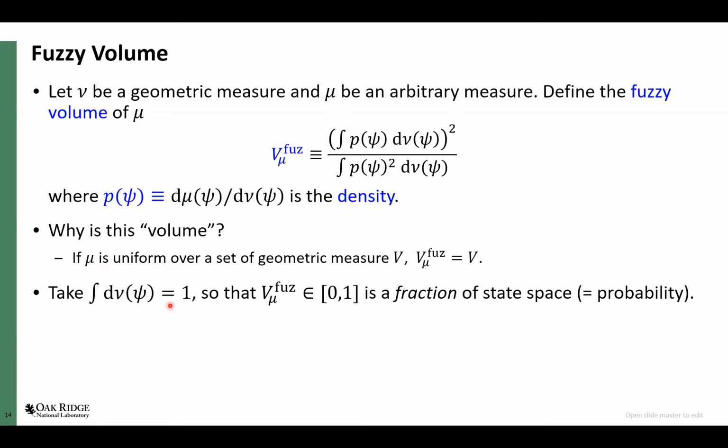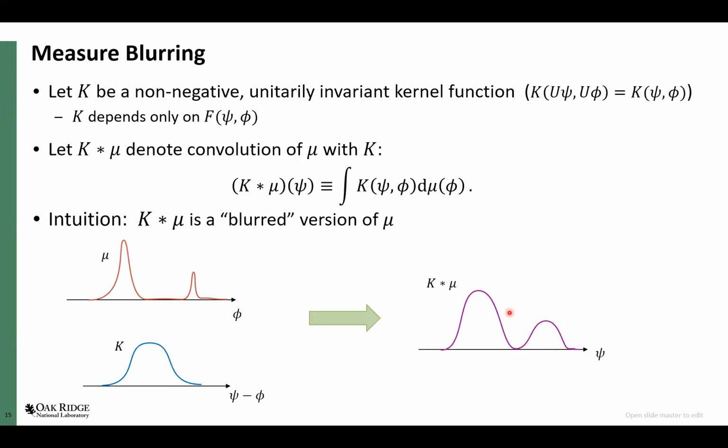Now we're going to, just for convenience, take our geometric measure to have total volume 1, so that this fuzzy volume is between 0 and 1, which means we can think of it as a fraction of state space, or we can think of it as a probability.